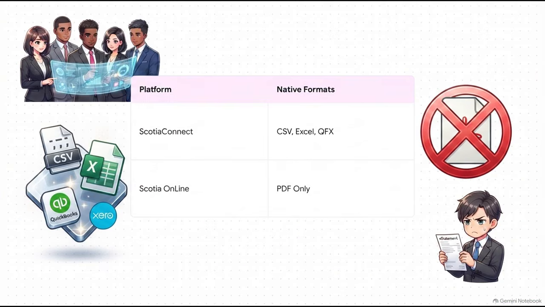Remember that personal versus business distinction we talked about? Here's why it matters. Scotia Connect business users get incredible flexibility. They can natively export data directly into CSV, Excel, or formats made specifically for QuickBooks and Xero. But if you're a personal user on Scotia Online, your official e-statements are exclusively delivered as PDFs. Full stop. There's no native Excel version for the personal side.